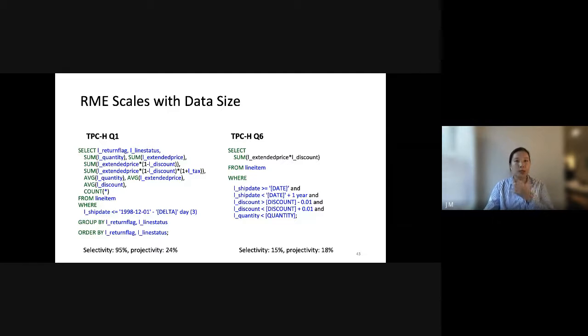So for the last experiment, we are using the TPCH benchmark, and we are using Q1 and Q6 since they are using only one table. Q1 has lots of group by or order by, there are lots of complex CPU operations. So here we can expect the performance improvement by using RME would not be very effective for Q1, while Q6 is a simple selection, so we can expect higher performance improvement for Q6.